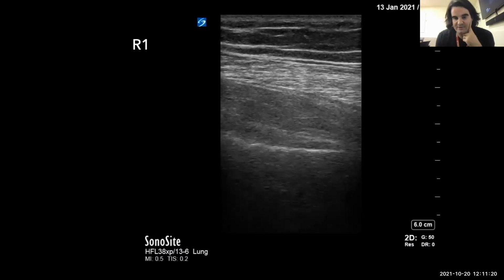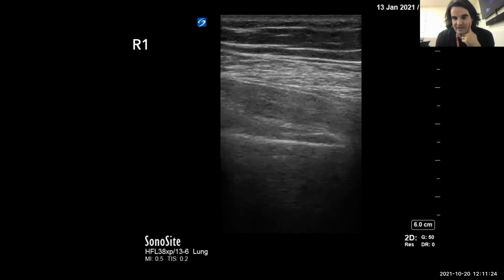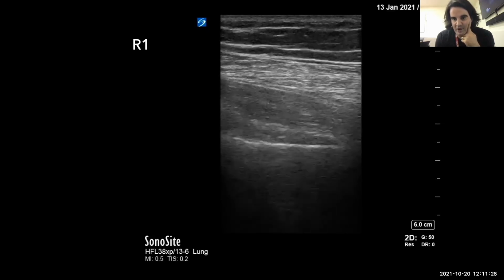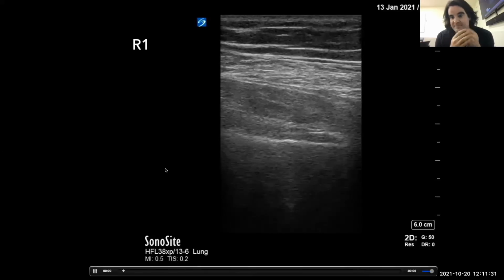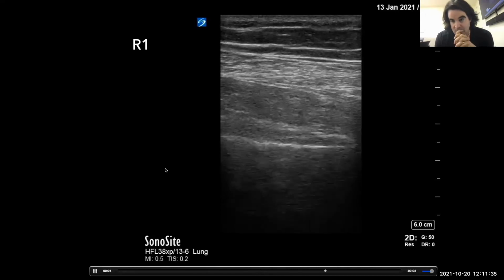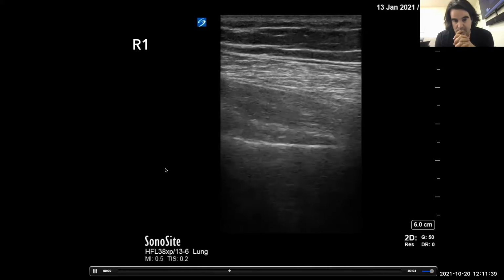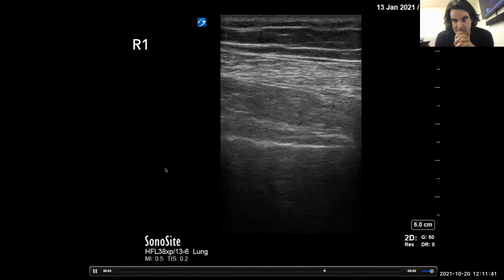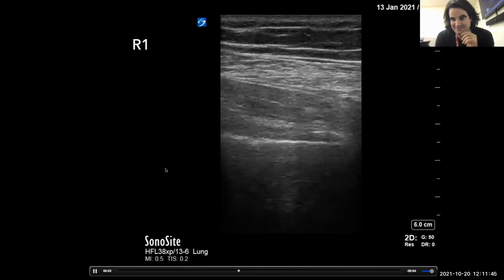Now, a lung ultrasound was done, just to kind of further clarify. This is R1. This point is at the mid-clavicular line, second or third intercostal space on the right side of the chest here. That's R1. And can anyone tell me what they see here? Any ideas?